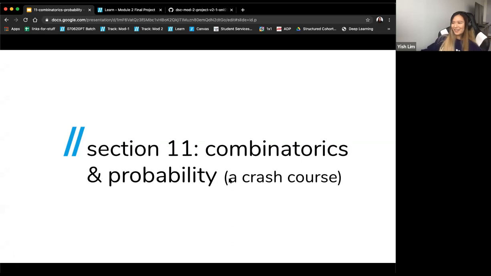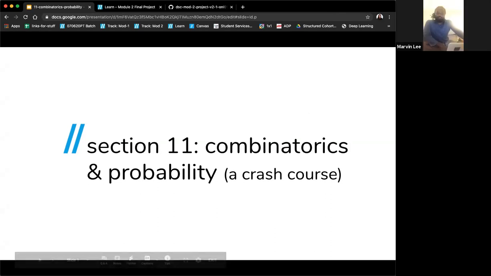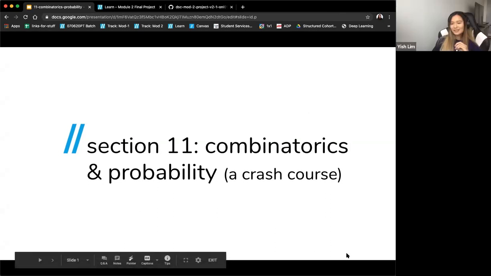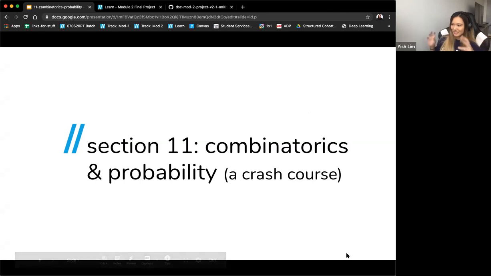Awesome. So this section is called Combinatorics and Probability, and I put in little brackets a crash course, because I studied math in college, and this entire section was literally more than one semester of college. It is a lot of information. I don't expect any of you to fully understand all these mathematical concepts that I'm about to throw at you. For this entire section 11, it's more about understanding concepts rather than being like, all right, I can solve this intense probability question.